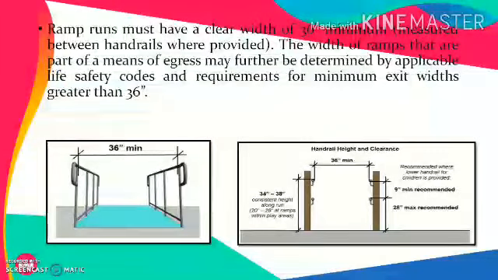A ramp run must have a clear width of 36 inches minimum, which is measured in between the handrails as shown in this particular figure. The width of a ramp that is part of a means of egress may further be determined by applicable life safety codes and requirements for minimum exit widths greater than 36 inches.